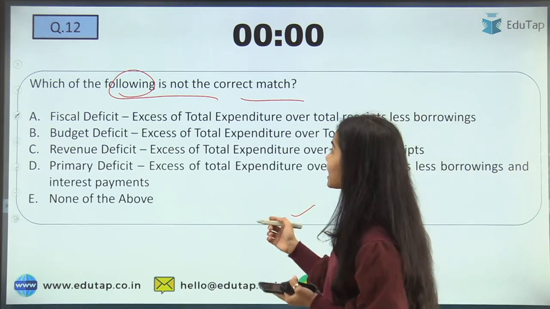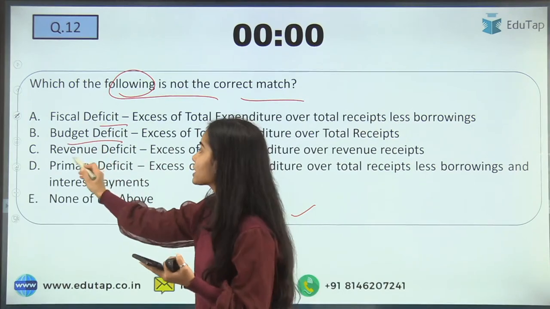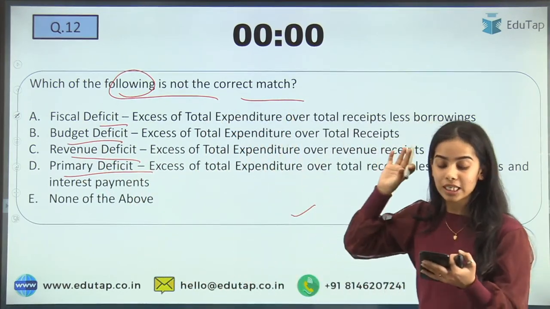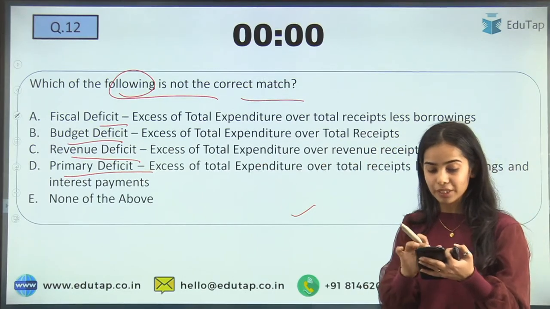Okay, so what should be the right answer? Fiscal deficit, budget deficit, revenue deficit, primary deficit. Which is the wrong formula? Which is not the correct match? You have to tell that.